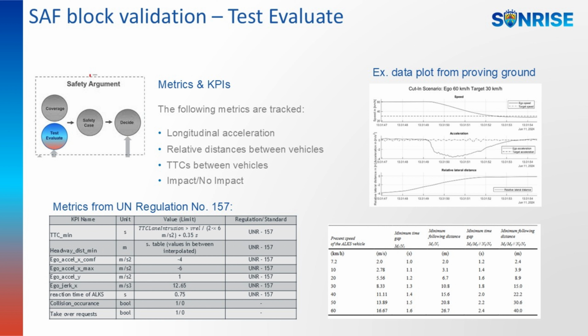The data plot on the right illustrates a cut-in scenario from proving ground tests, showing how speed, acceleration, and relative distance evolve over time. We can see that the system avoided the collision by adapting its speed to the target vehicle's speed. Below that, the table provides required time gaps and following distances for ALKS systems depending on vehicle speed.